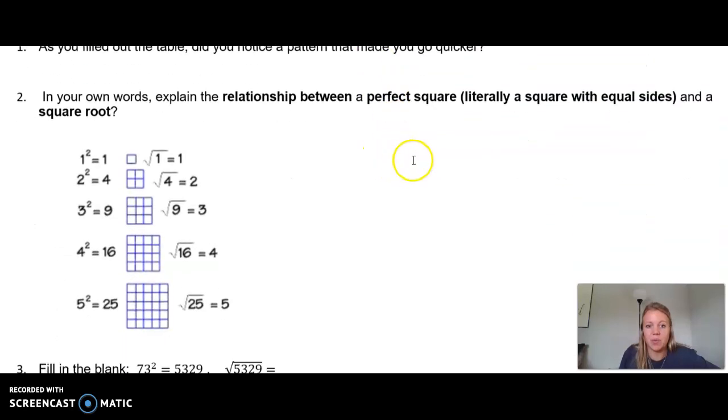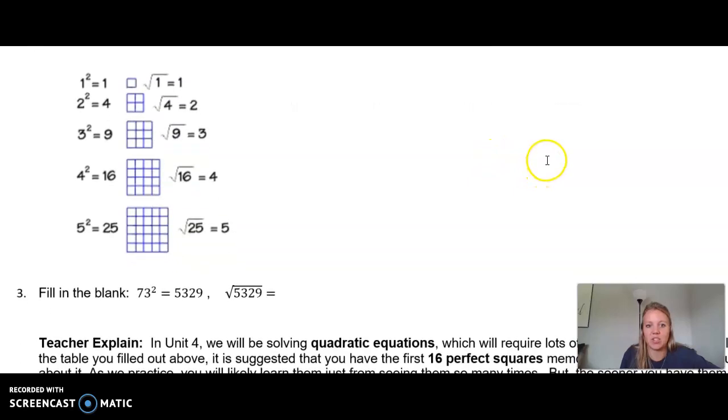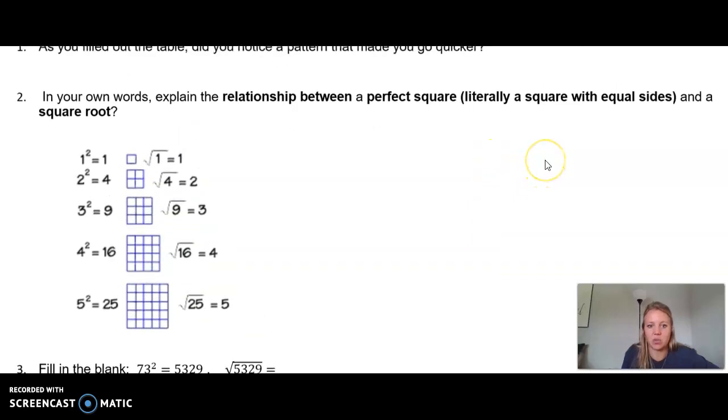So in your own words, think about the relationship between a perfect square and a square root, like literally a square. So let's look at these examples. Here's 1 squared, so 1 times 1, which gives me 1. Here, 2 squared is 4, so 2 and 2. Oh, and wait, I notice I have 4 little squares here: 1, 2, 3, 4. All right, let's look at the 3. 3 and 3. And I have 1, 2, 3, 4, 5, 6, 7, 8, 9 squares. Well, that comes from here.